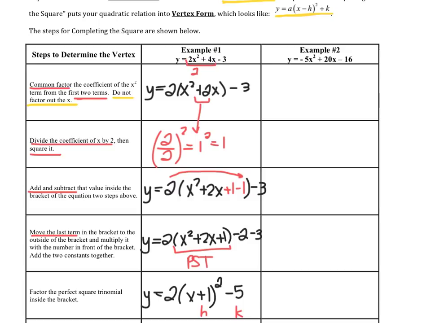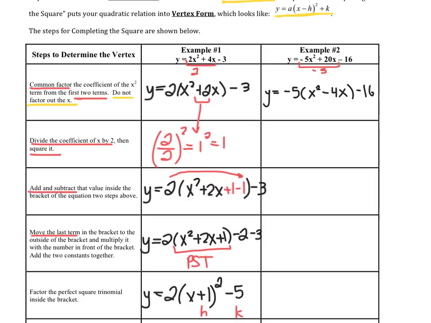So for the first two terms, I'm going to factor out whatever a is. And a happens to be negative, so I factor out that negative 5, and my first term inside the bracket is always going to be x squared. And then 20 divided by negative 5 is negative 4x, so be careful with your signs.